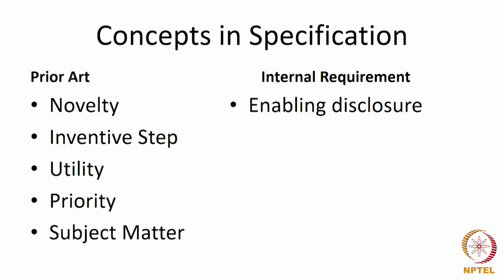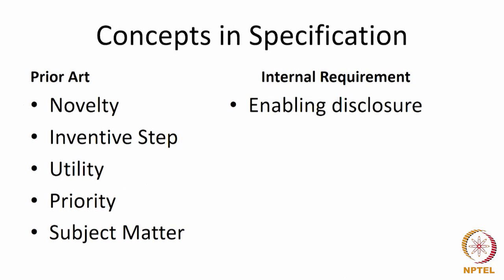So there is a particular standard. You cannot just have a skeletal disclosure or a bare disclosure without getting into the details, which a person skilled in the art, on reading it, will not be able to use to come up with the invention. So the disclosure in a patent specification should be of such a standard that the person skilled in the art who reads the patent specification need not come back with any doubt.